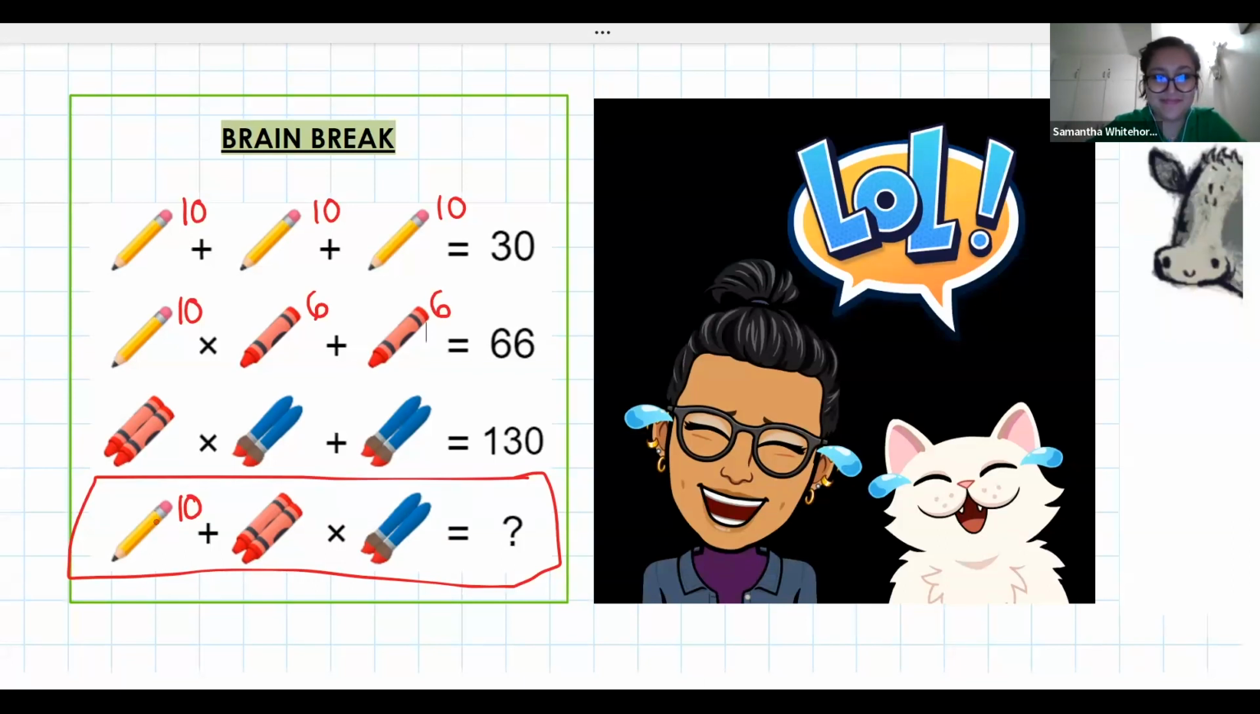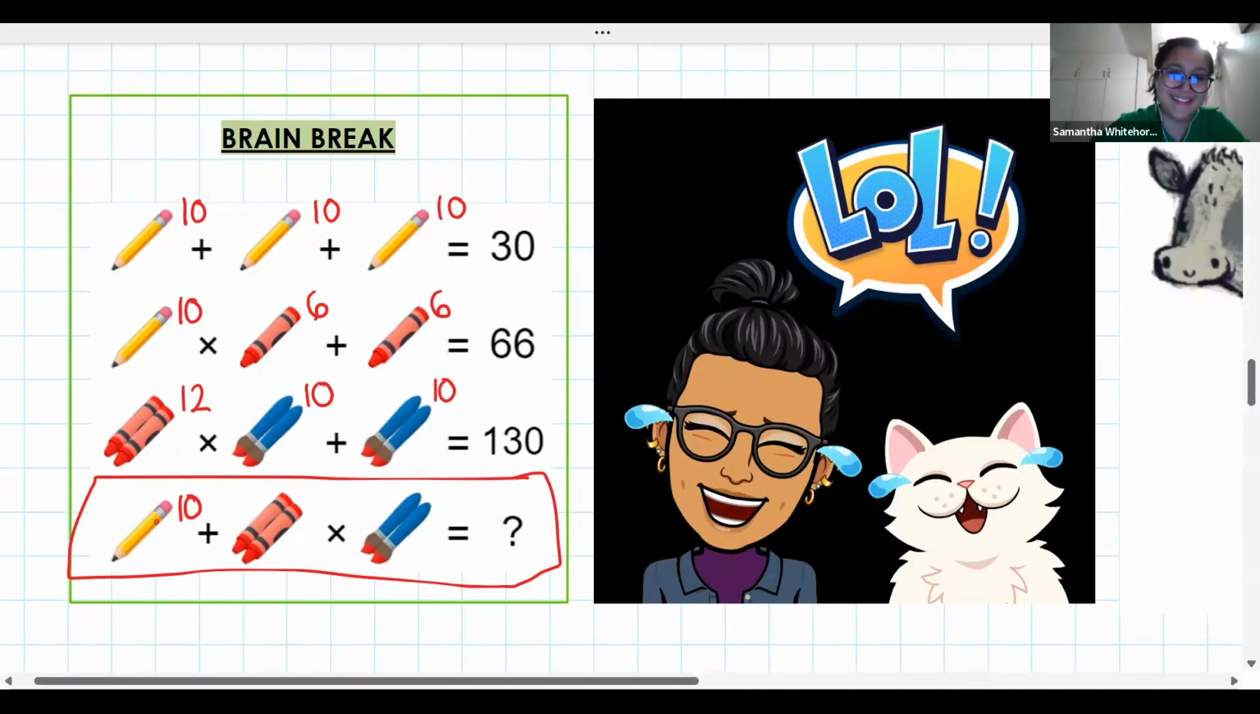What happened to the third step? What did you do? Ma'am, the crayons, I said 6 plus 6 is equal to 12. And I thought the crayons were 5 plus 5, which is equal to 10. And then I said the other ones are 10. So 12 times 10 is equal to 120 plus 10, which is equal to 130. Excellent. And the last step, do you want to give it a try?